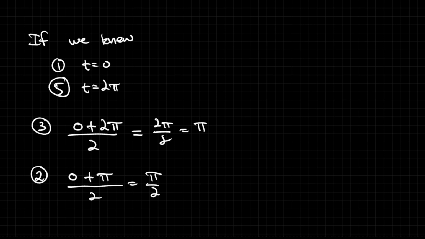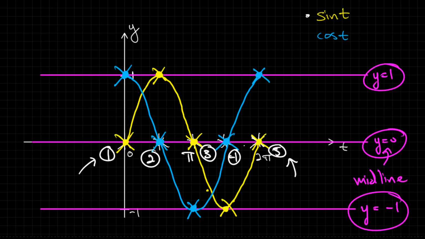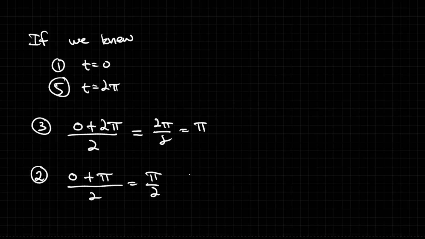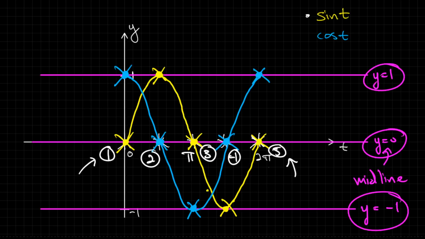And then finally you could get this 4th t-coordinate, which to get that one you would need the average, or the t-value that's halfway between the 3rd and the 5th. So that is pi plus 2 pi divided by 2, which is 3 pi over 2. So we can fill in our pi over 2 and our 3 pi over 2.